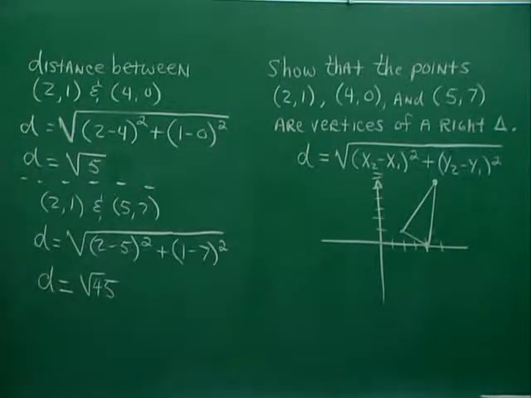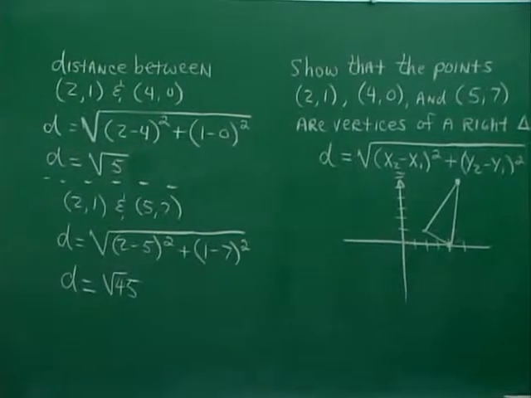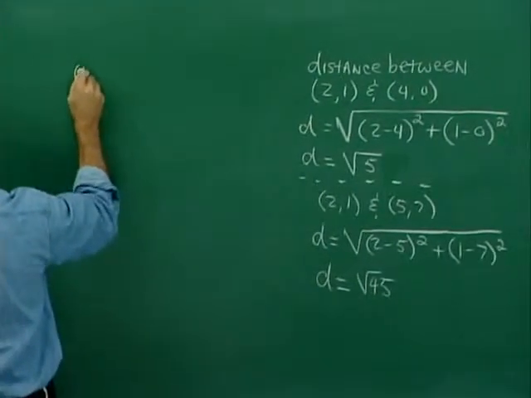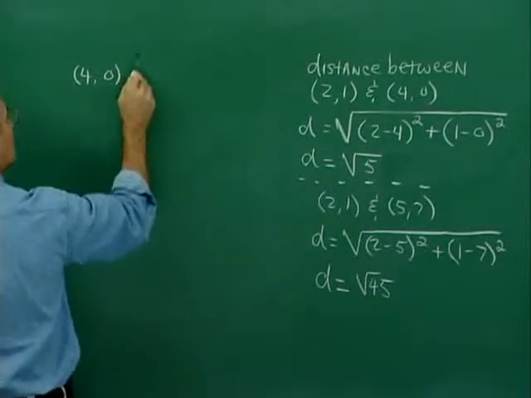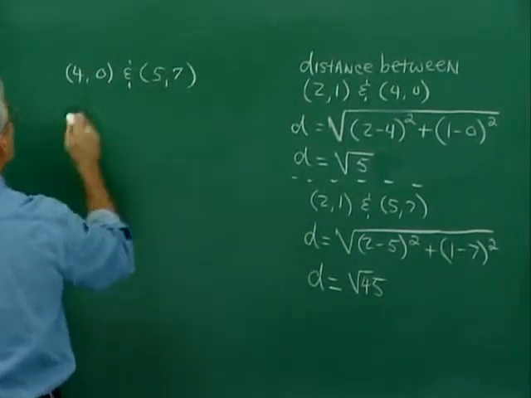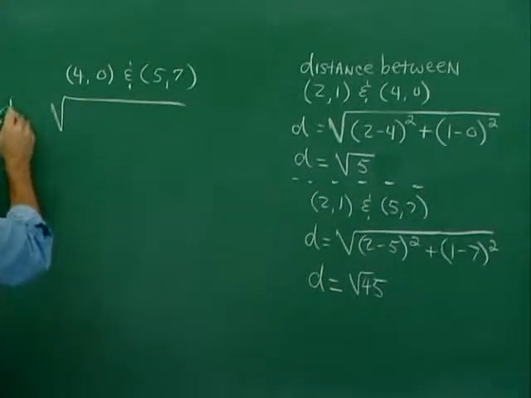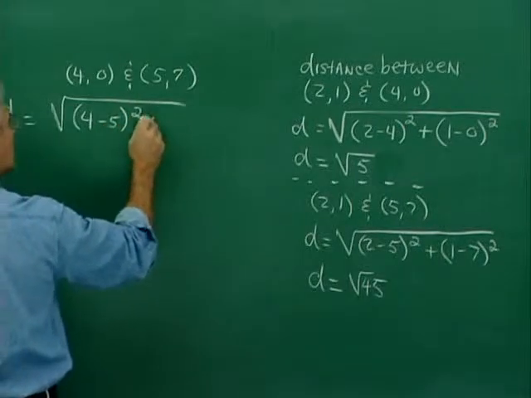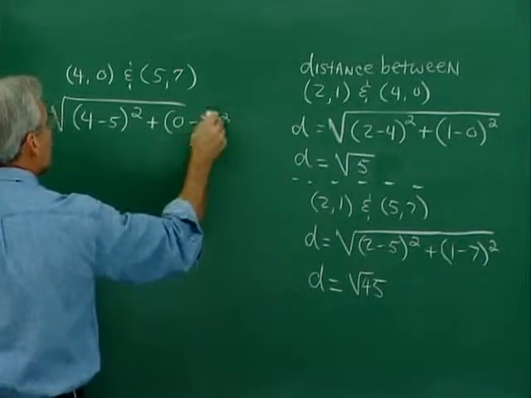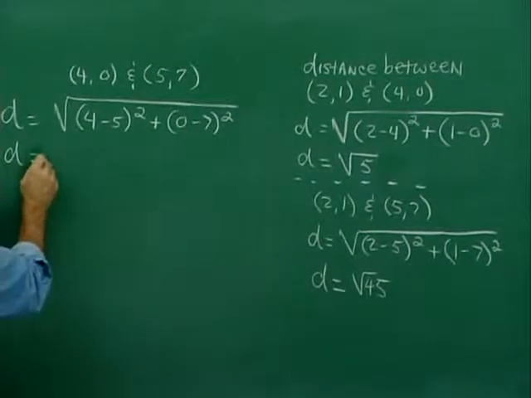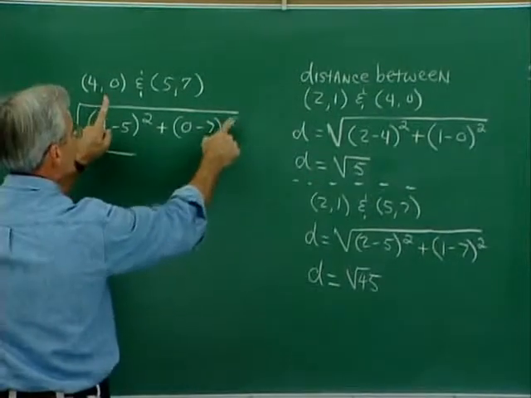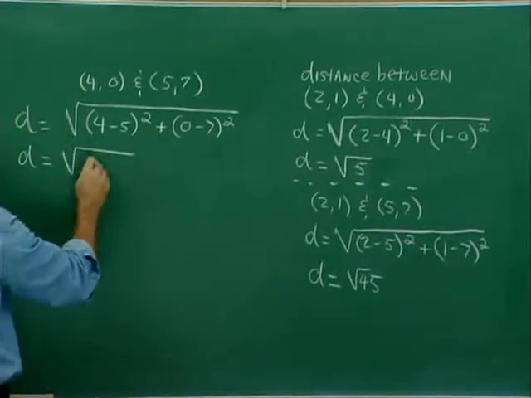Okay, I have one more. I'm just backtracking over here. So I want the distance between (4, 0) and (5, 7). So I have the square root of the difference in x components, 4 minus 5, squared, plus 0 minus 7 squared. Negative 1 squared is 1, negative 7 squared is 49. So this would be the square root of 50.